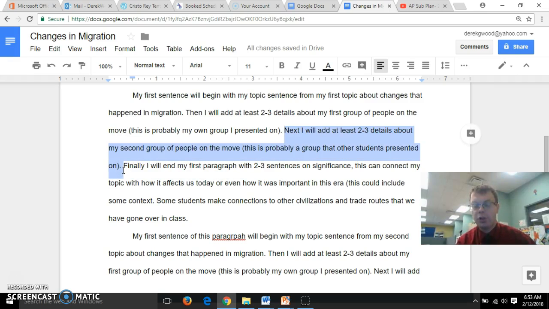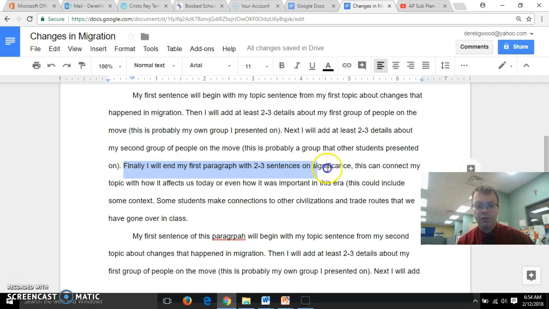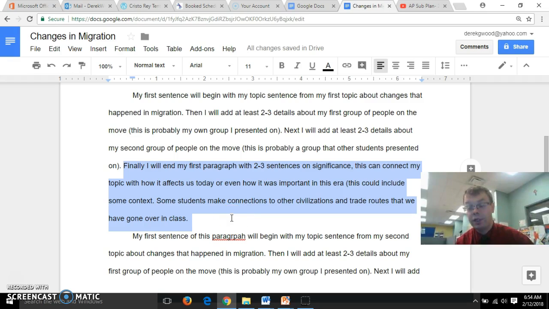And I would say keep it to 3 details if you can, maybe even 4 to assure yourself all the evidence points. And make these details specific, okay? You can't just say the Vikings went from place to place. That's not enough. Then, finally, I'll end my first paragraph with 2 or 3 sentences on significance. This can connect to my topic, how it affects us today, or how it was important in this era. And this could include some context. Some students make connections to other civilizations and trade routes we have already gone over in class, and you can do that as well. So here is the expectation.